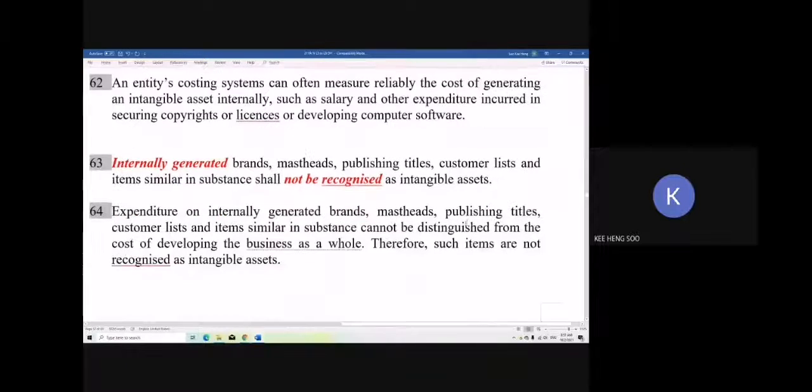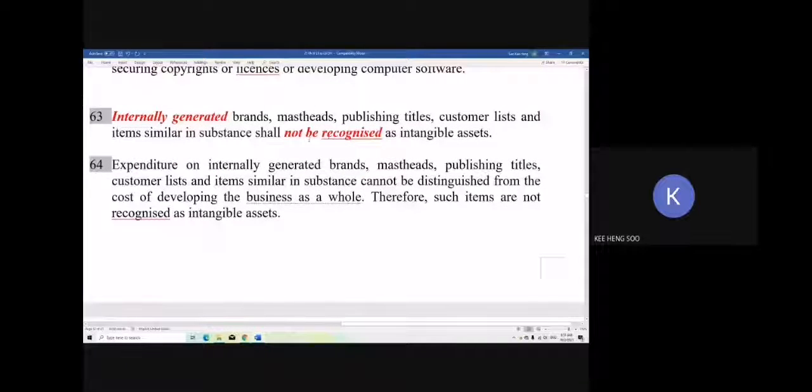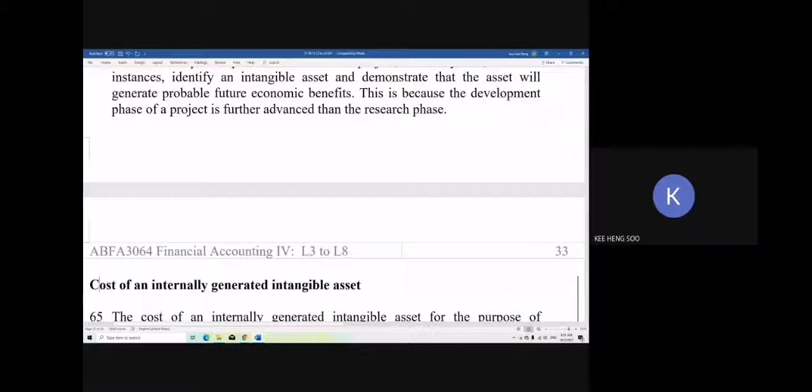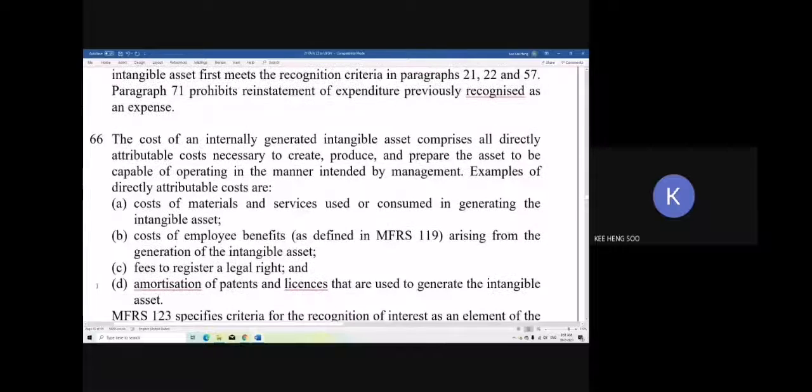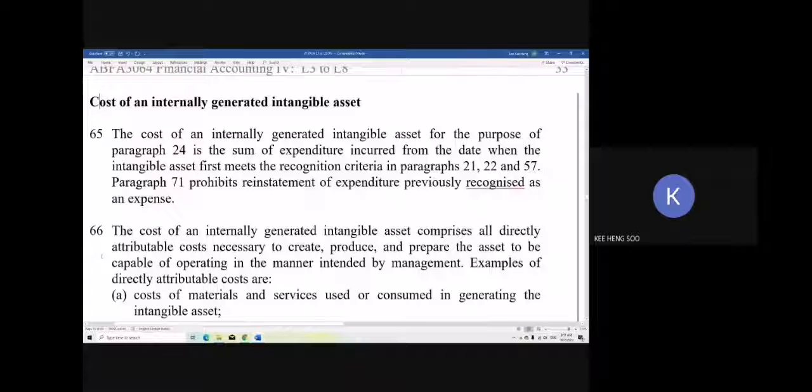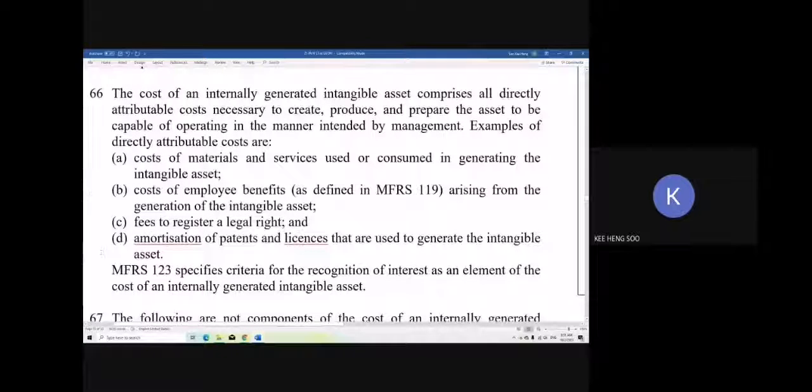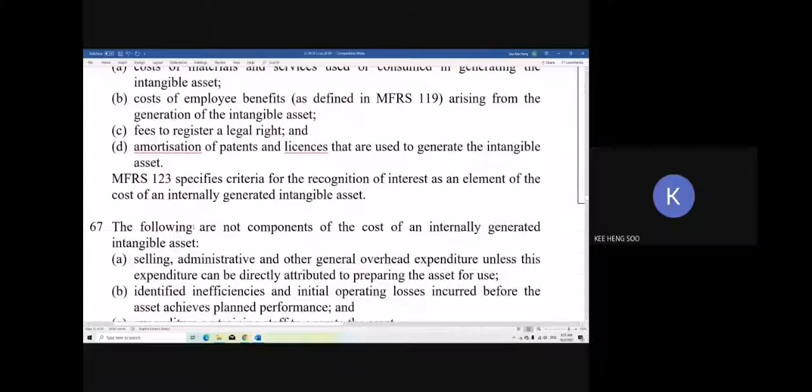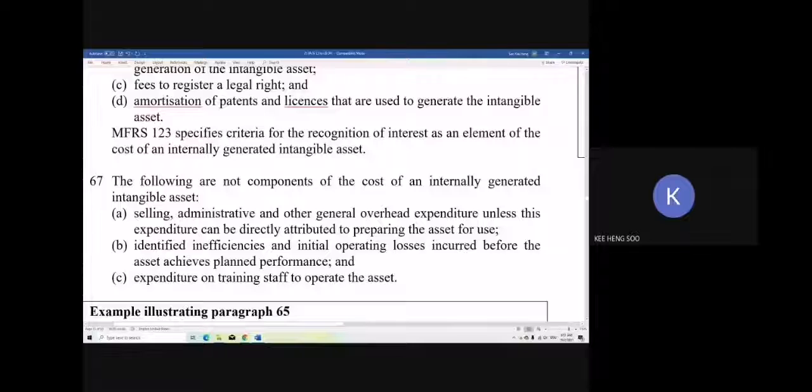Internally generated goodwill cannot be recognized as an intangible asset. Paragraph 63. Cost of internally generated goodwill. Remember, cost of material, services, employee benefit, and so on. These are not the component of the cost.